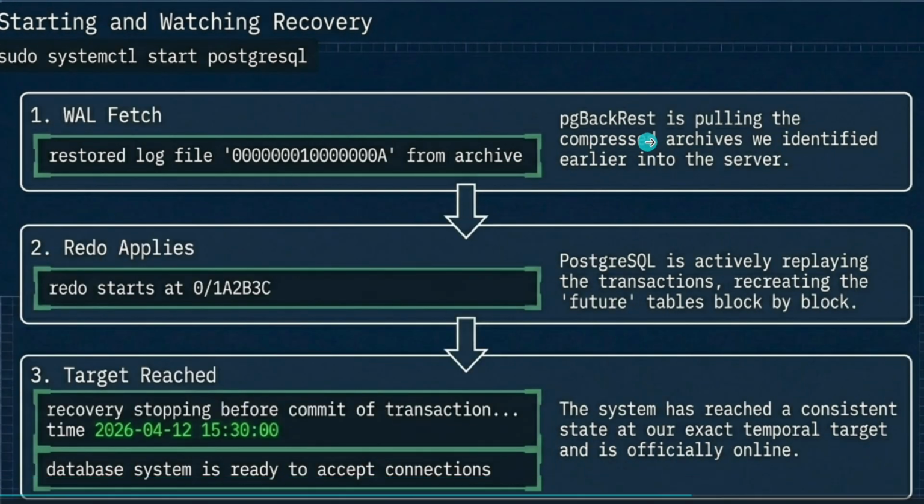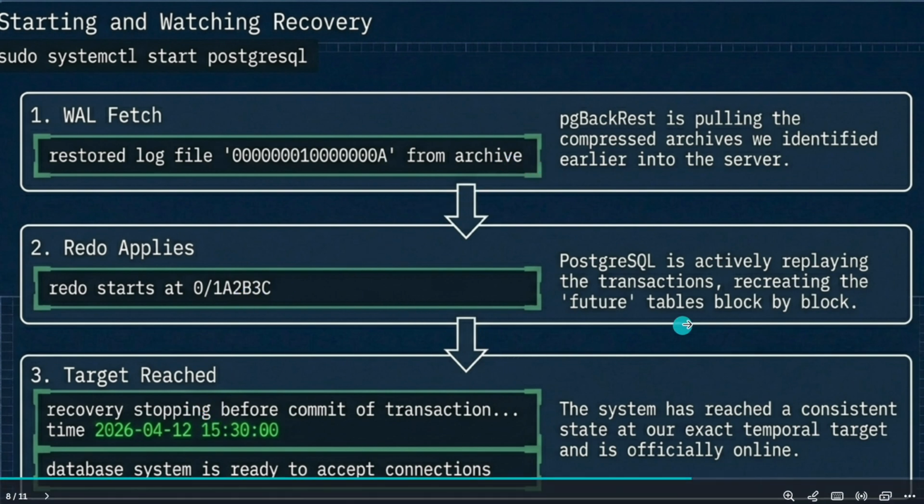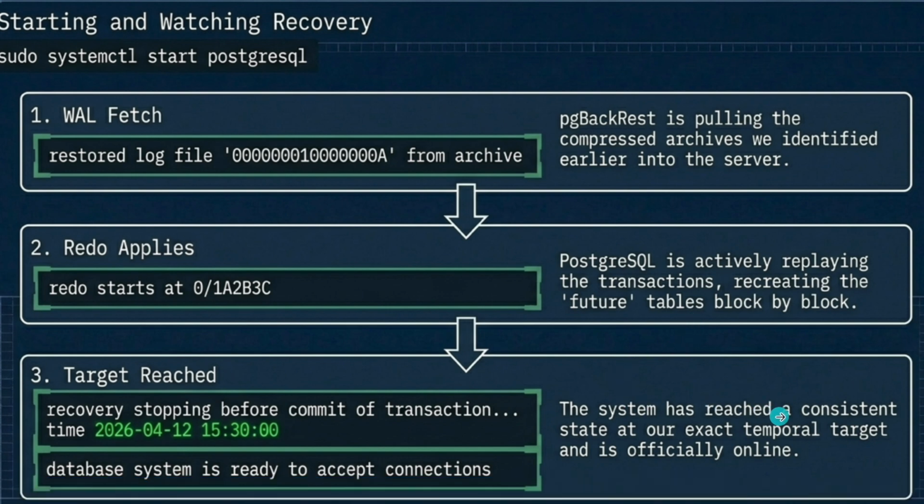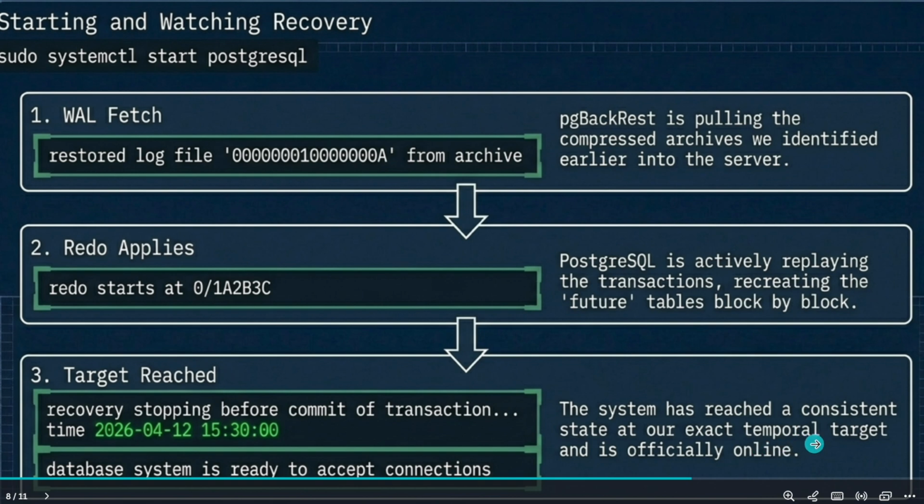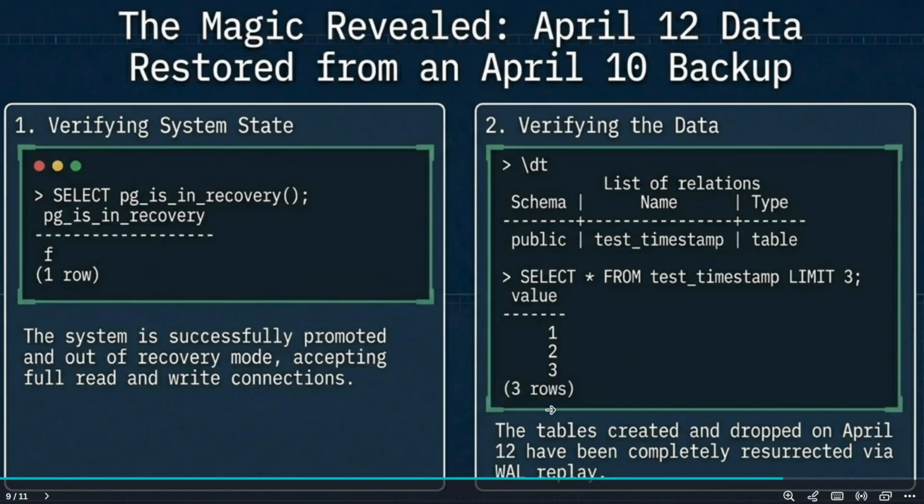So what will happen, you can see that it will pull the archive files, fetch them, and apply them. Once it has actively replayed, then it will reach that consistent state. So after reaching the consistent state, the database will be ready to accept the connections, right?